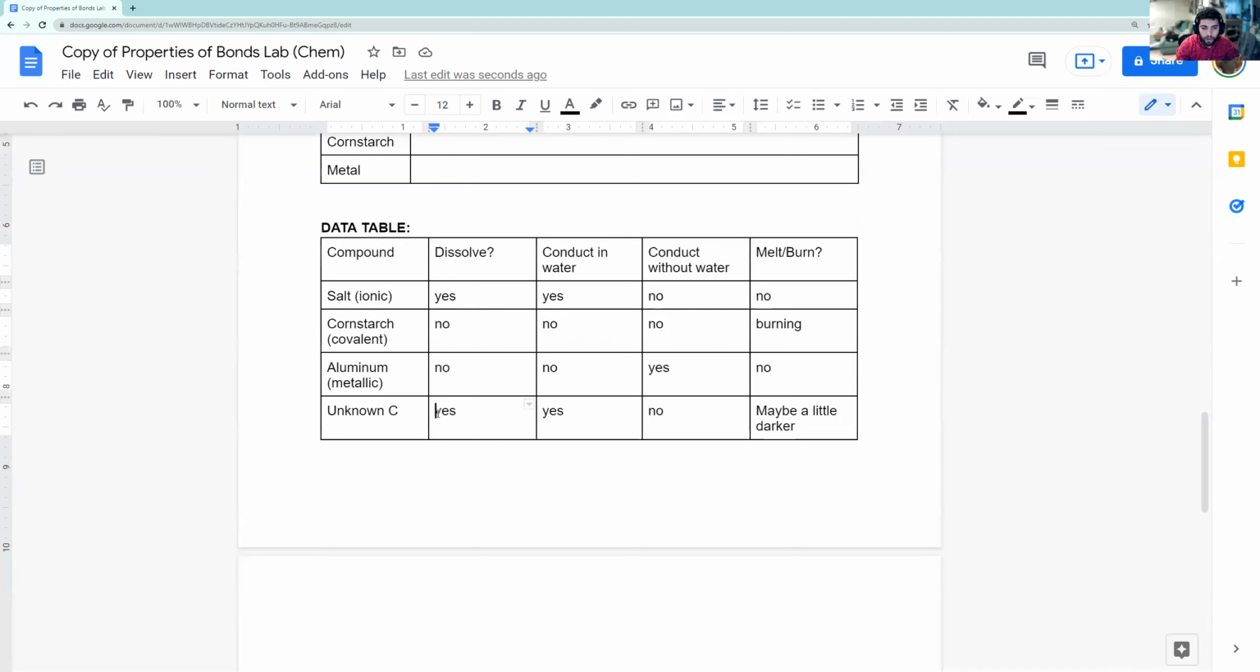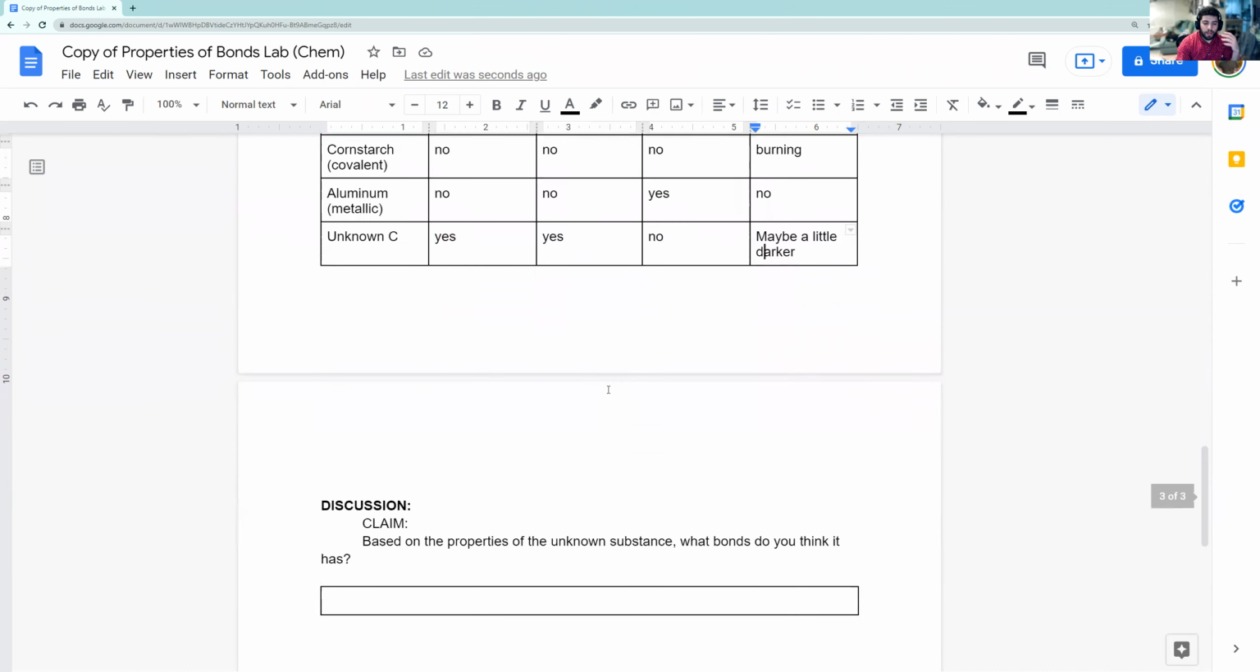So now I've made up some random unknown C, which does dissolve, does conduct in water, does not conduct out of water, and maybe it has a slight reaction to heat. You'll notice that all of your unknowns have a little bit of both sides. They're not straightforward like salt, cornstarch, or aluminum, and that's on purpose.